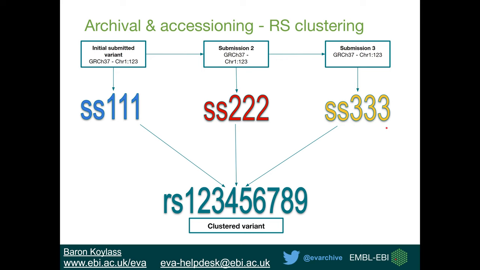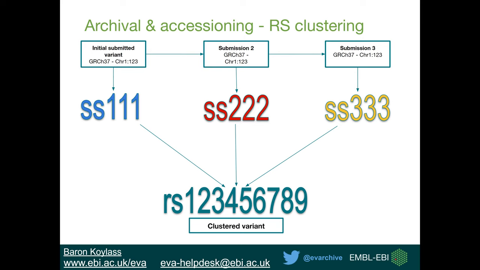What we then do is that periodically, we cluster these variants into an RSID. And more often than not, you'll mainly see RSIDs referenced in associated literature. When you query an RSID, you'll find all the SSIDs that were clustered underneath this RSID. And it's a good way to determine that the variant you're looking at is indeed a variant.